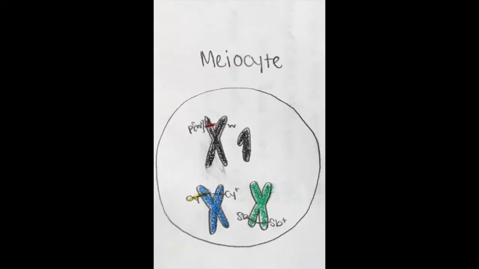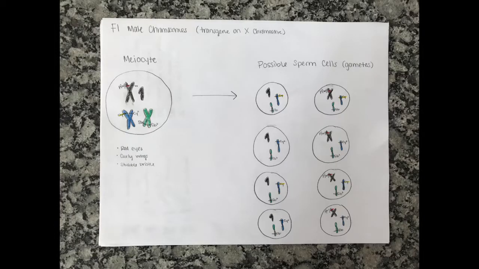So now we are looking at the F1 male chromosomes for when the transgene is located on the X chromosome. Starting with the myocyte, you see that there is both an X and Y chromosome, with the red transgene located on the X chromosome. The male also has heterozygous alleles for curly wing on the second chromosome and heterozygous alleles for stubble bristle on the third chromosome.